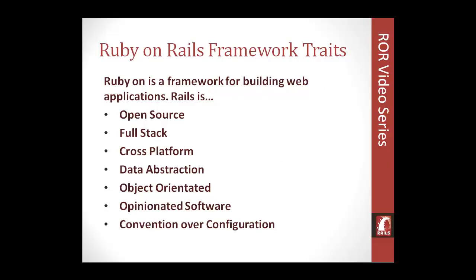So here are the traits that stick out when you talk about Ruby on Rails. First, it's an open source framework. It's completely open source and under a liberal free, as in free, license, so you'll never have to buy Ruby on Rails. Now you can buy support and help and add-ons and stuff like that, but you won't have to pay for the core framework.